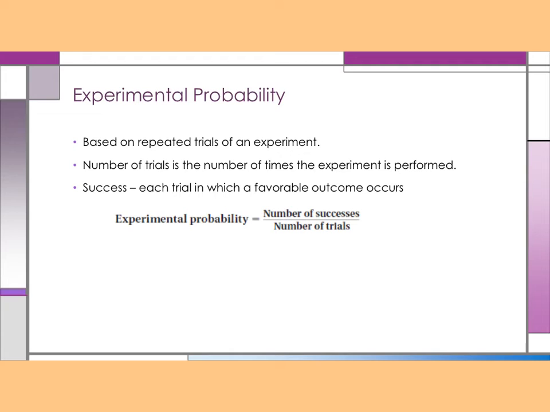Okay, experimental probability is based on repeated trials of an experiment. So we flip a coin 3 times, or we roll a die 5 times, or we spin a wheel more than once. That's an experimental probability. The number of trials is the number of times the experiment is performed. So if it's 3 times, then we say 3. Success is each trial in which a favorable outcome occurs. So if I want to spin a wheel 3 times, that's going to be 3 in the bottom, and how many times I get what I want is what's going to go in the top.